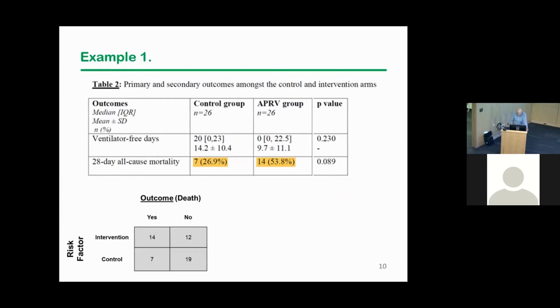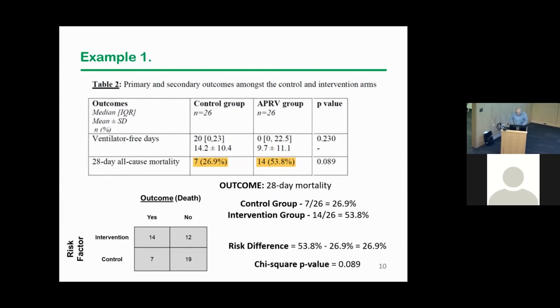To get the risk difference between these groups, we first identify the 28-day all-cause mortality as the outcome, and then we do simple math here. The control group is going to be 7 over the total, which is 7 plus 19 is 26. So 7 divided by 26 is 26.9%, the risk in the control group. The intervention group risk is 53.8%. To do a risk difference, all you do is subtract those two things. And you get the risk difference here of 26.9%.